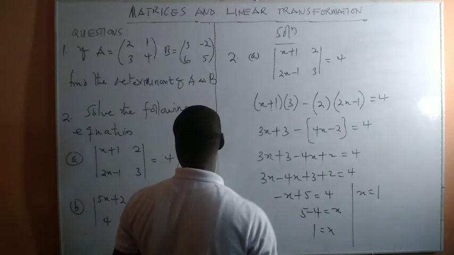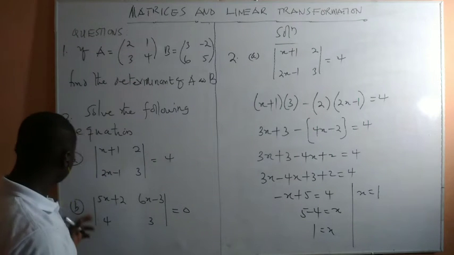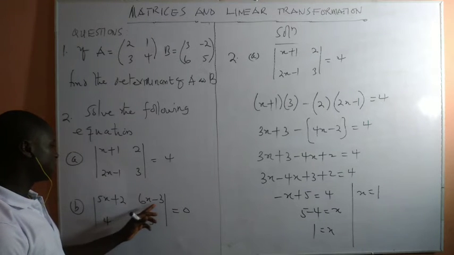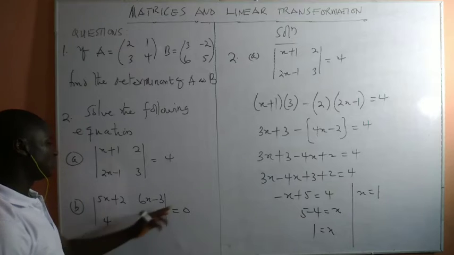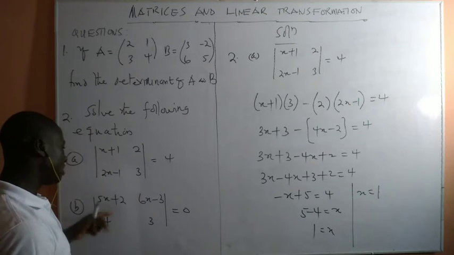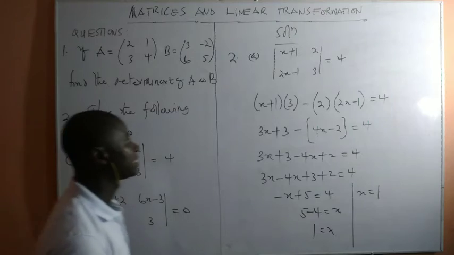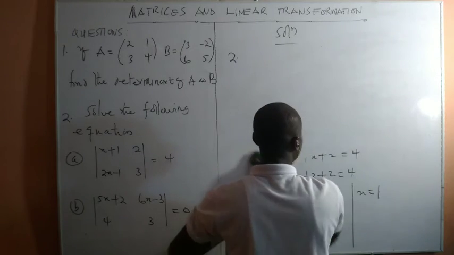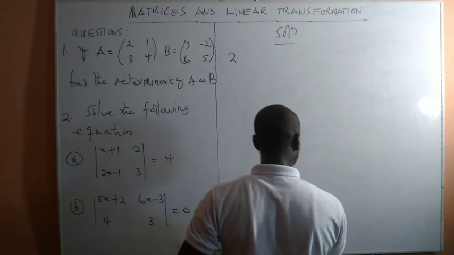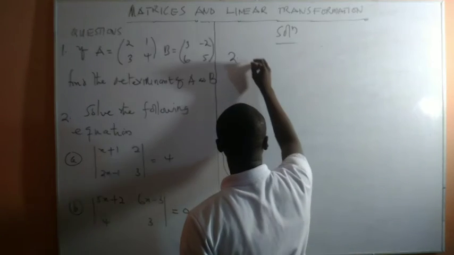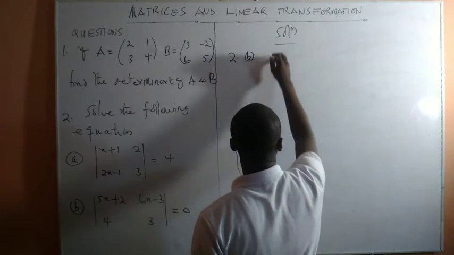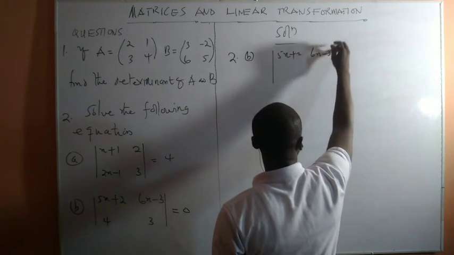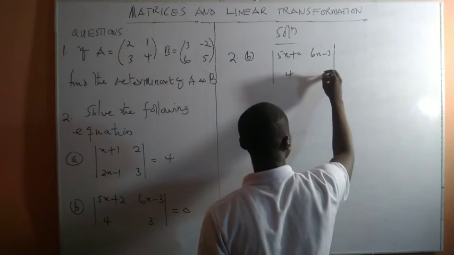Now we are going to look at the B part of the second question. If the determinant of 5x plus 2, 6x minus 3, 4, and 3 is equal to 0, we have to solve for this. That means you are supposed to find the value of x. And now let's see how best we can also solve that problem. So we have the B part of the second question that says that if the determinant of 5x plus 2, 6x minus 3, then we have 4, 3 is equal to 0.